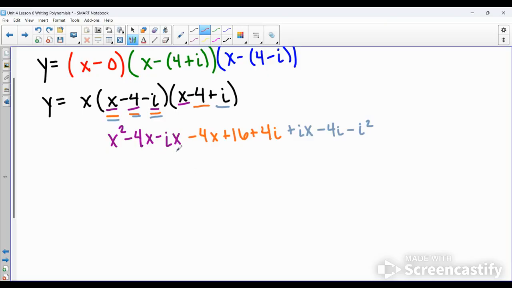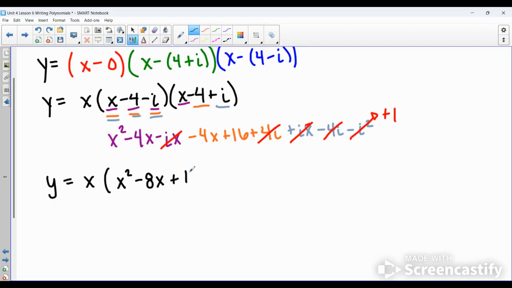So we have a negative ix and a positive ix, so those cancel. We have a positive 4i and a negative 4i. And then i squared, if you remember from the previous quadratic unit, i squared's value is -1, so we have a negative times a -1, so this actually turns into +1. So simplifying all this down, we end up with y equals that x that we never did anything with, and then we have x squared minus 8x, and then we have a +16 and a +1, which means we have a +17 back here.